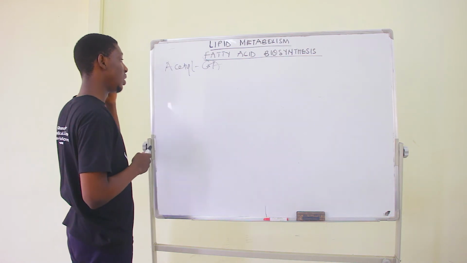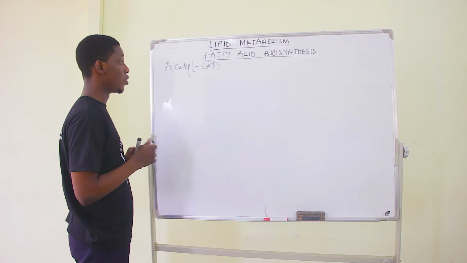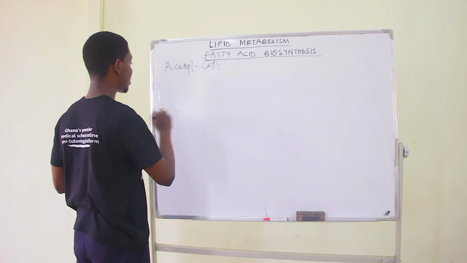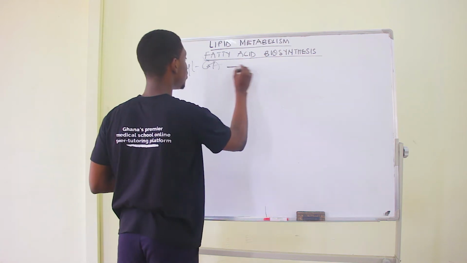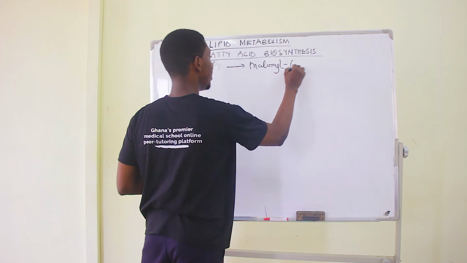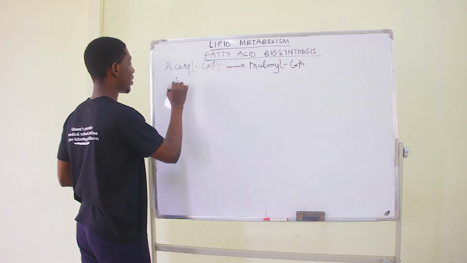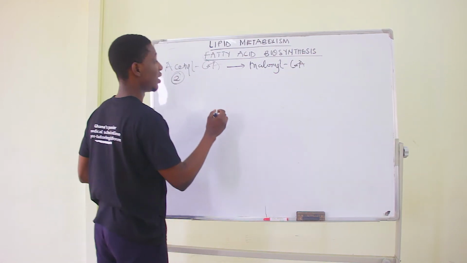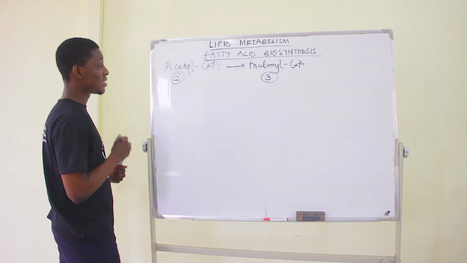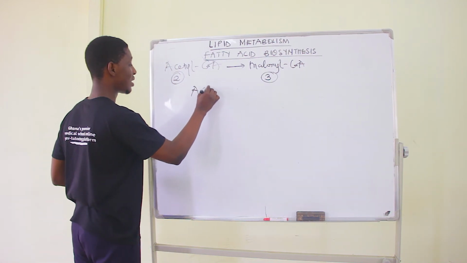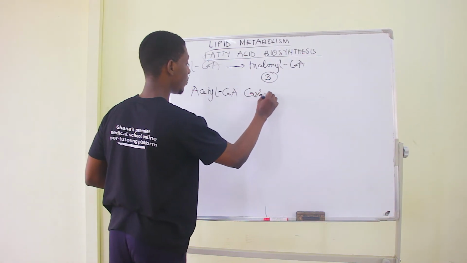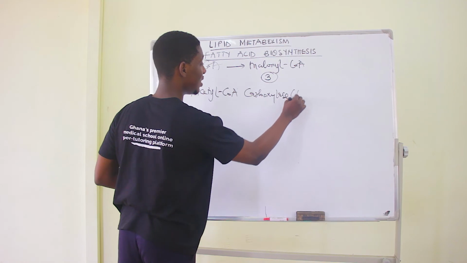Now what's happening is that there is a reaction that is going to take place, and that reaction is for the formation of another compound called malonyl-CoA. Now this is 2 carbons, and this is 3 carbons. Now there is an enzyme here called acetyl-CoA carboxylase, ACC for short.